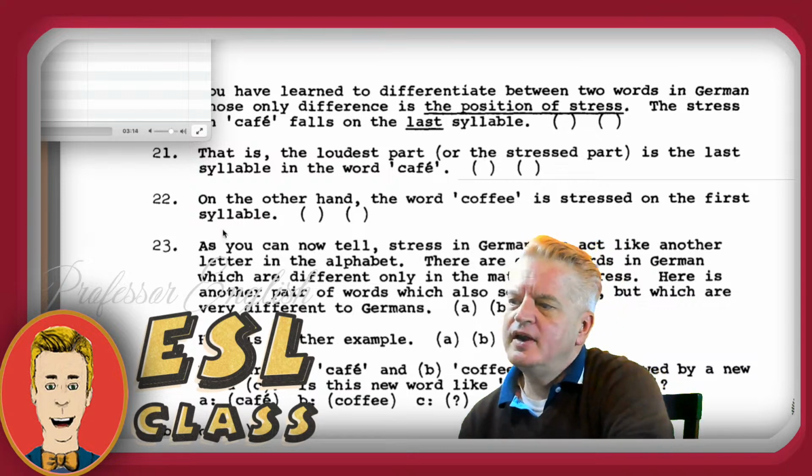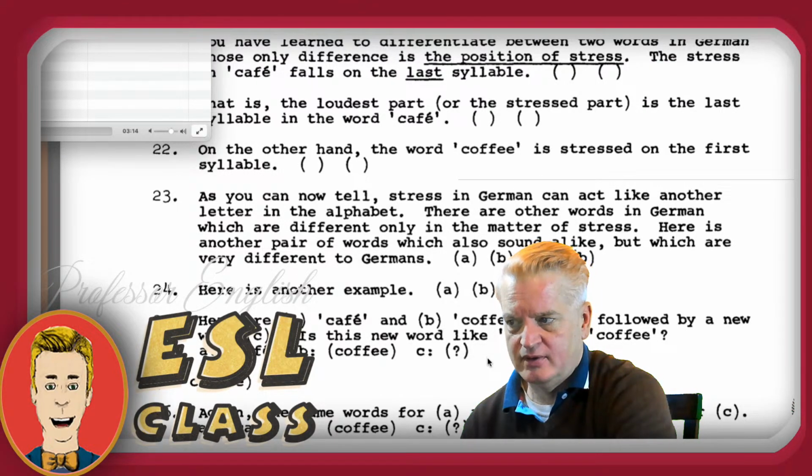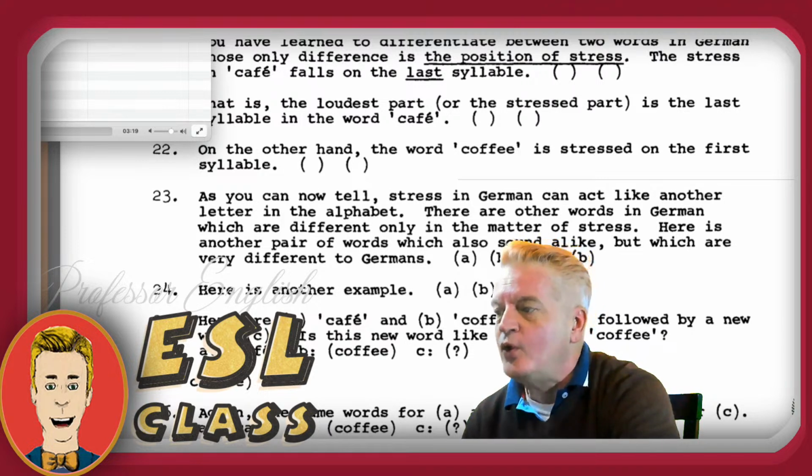25. Here are A, cafe, and B, coffee, again, followed by a new word, C. Is this new word like cafe or coffee? Guten. That seems like it's the first syllable, so it must be like B, coffee. First syllable. Coffee.